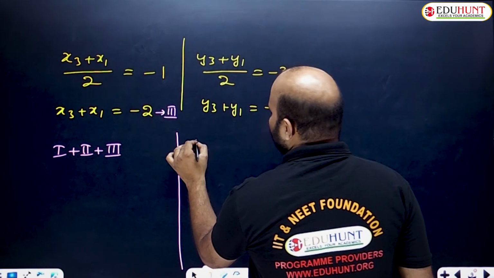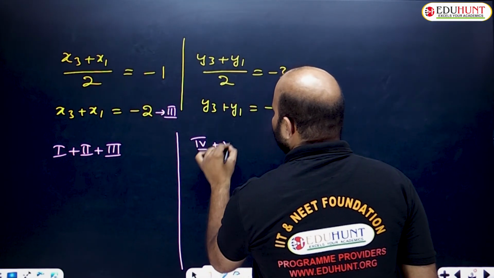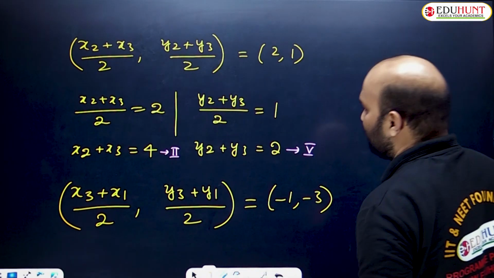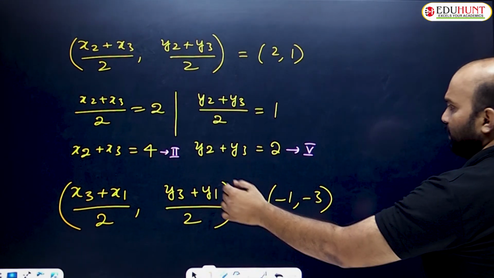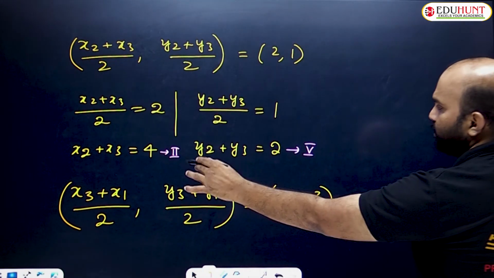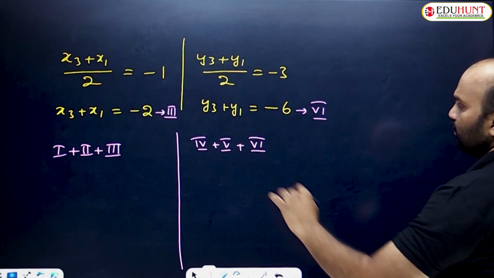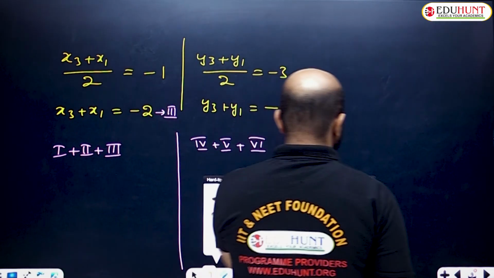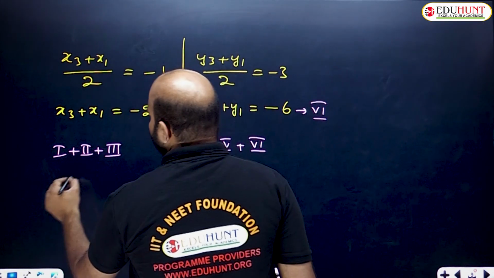Again, you can add 4 plus 5 plus 6 towards the right side. What are you getting? Clearly we need to verify it. So what are the equations? x1 plus x2 equal to 8, x2 plus x3 equal to 4, x3 plus x1 equal to minus 2. So clearly we need to identify that.